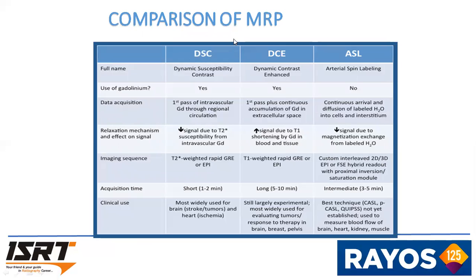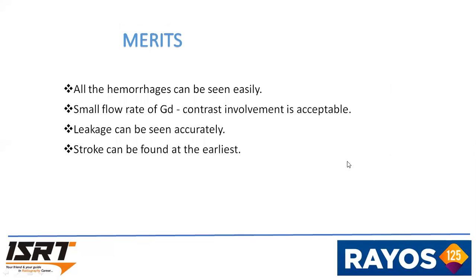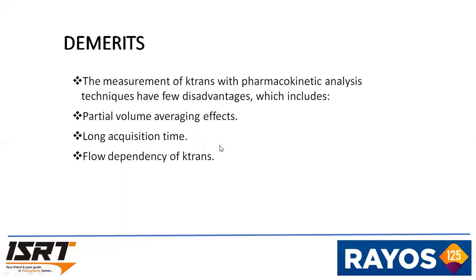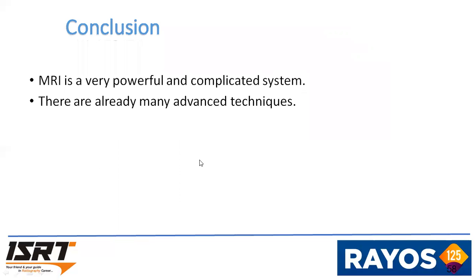This is a comparison of MR perfusion techniques, like DSC, DCE, and ASL. In ASL, we are not using contrast. This you can read. Merits include that all hemorrhages can be seen easily, small flow radius of the gadolinium contrast involvement is acceptable, leakage can be seen accurately, and stroke can be found at the earliest. But the demerits include the long acquisition time, partial volume averaging effect, and flow dependency of Ktrans.